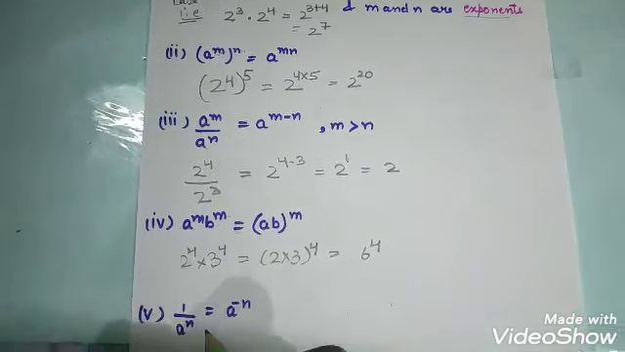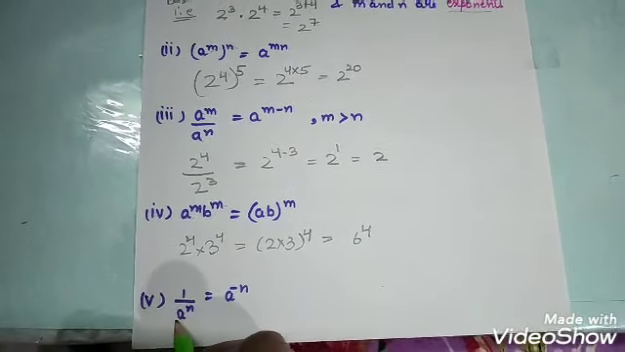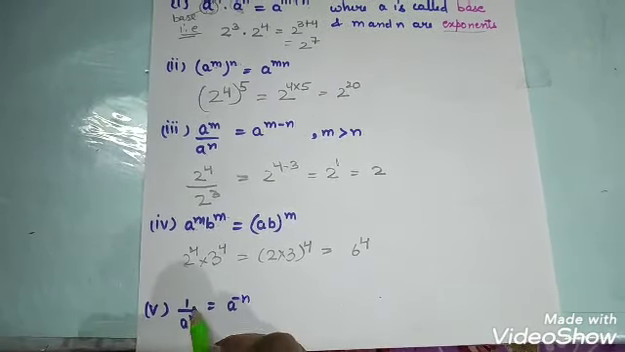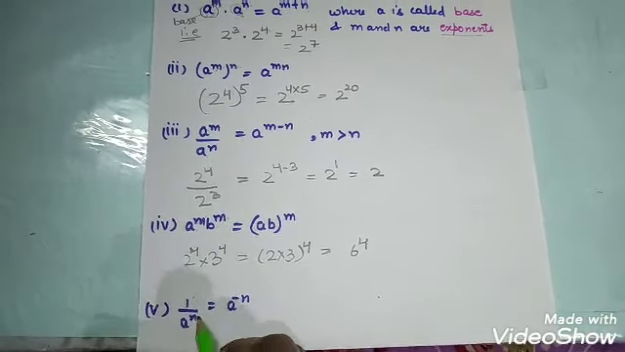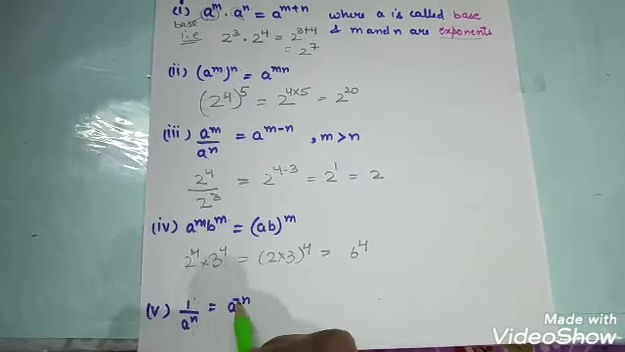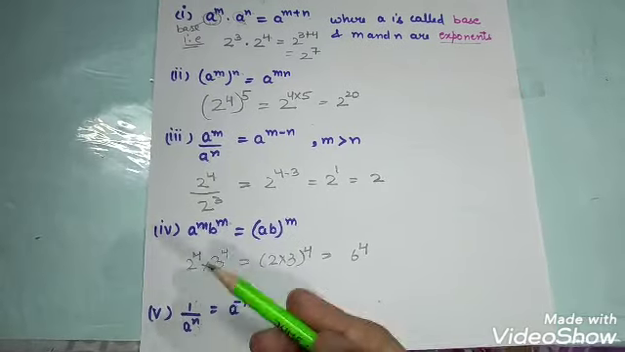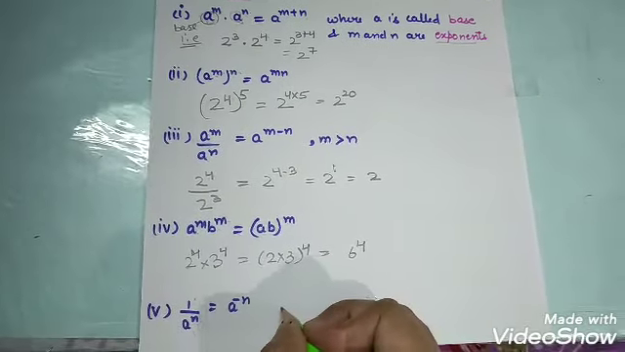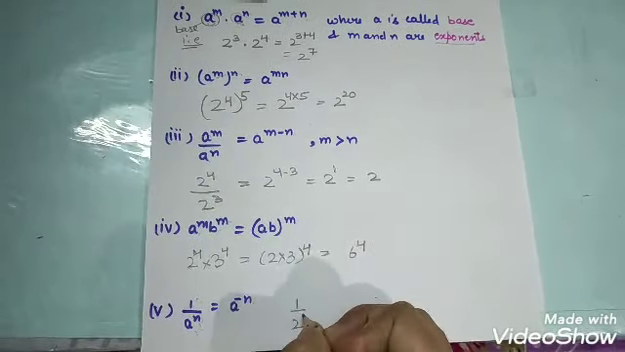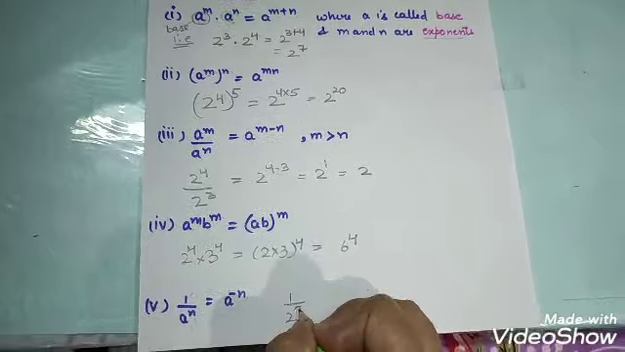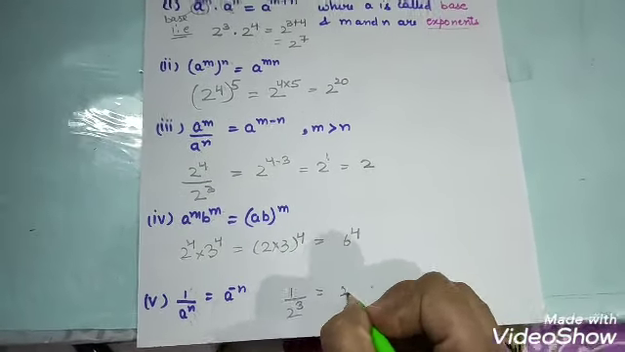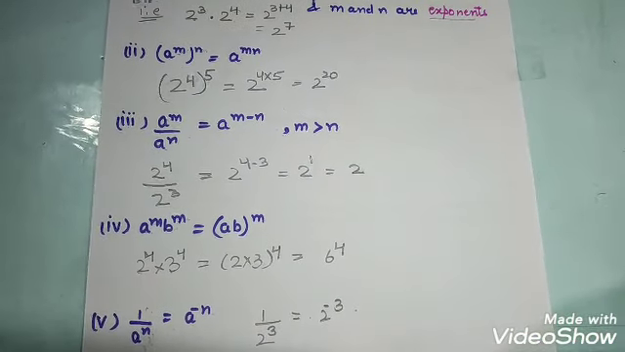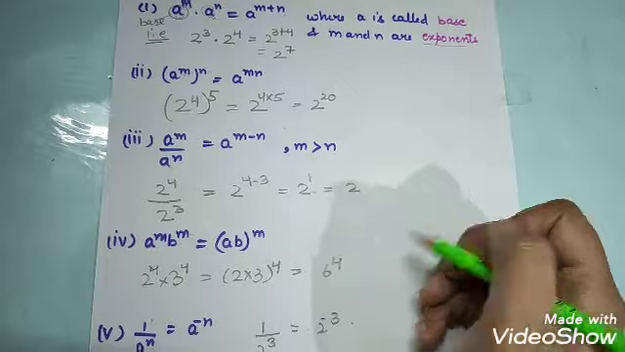Fifth one, 1 divided by a to the power n is always equal to a to the power minus n. It is the inverse. Whenever there is a number in the denominator and we want to shift it to the numerator, we take the reciprocal, and then the power becomes negative. For example, 1 divided by 2 to the power 3 becomes 2 to the power minus 3. Got it?